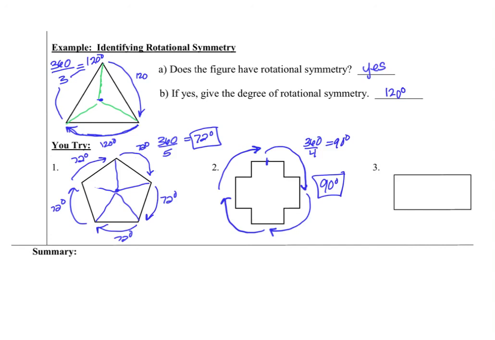Now let's take a look at number 3. So I'm going to copy it here. So here's my shape. If I rotate it 90 degrees, it doesn't map exactly onto itself. So I'd have to rotate it one more time to get it to map exactly to itself. So that was 2 rotations. So here was 1 rotation, 2 rotations. So what's the degree of rotational symmetry for that one? For the rectangle, you had to rotate it twice to get it to map onto itself. So 360 divided by 2 would be 180 degrees for the degree of rotational symmetry.